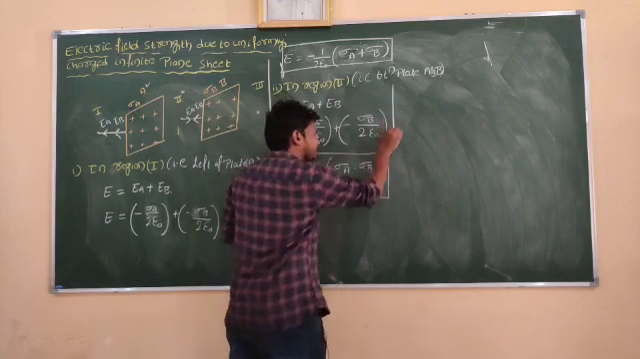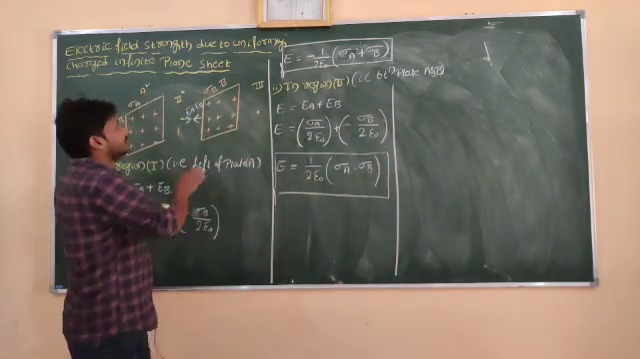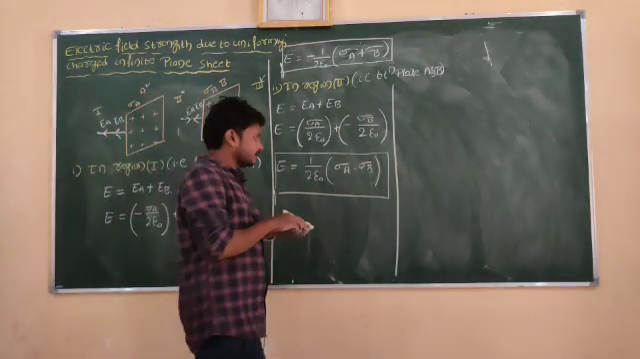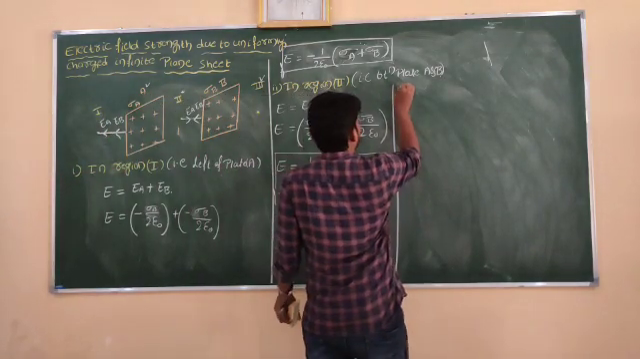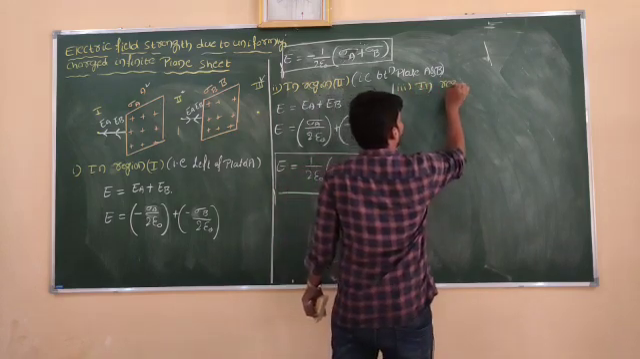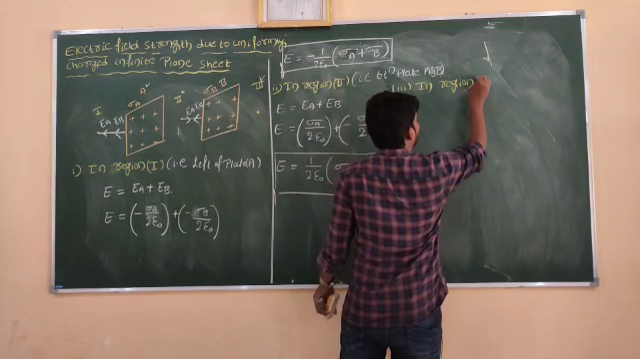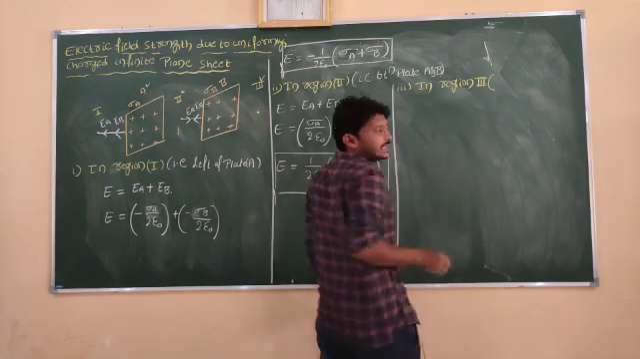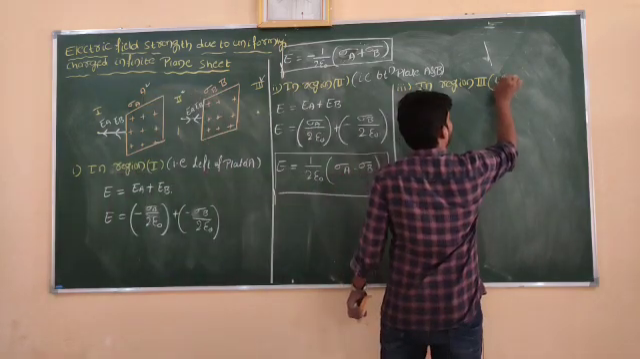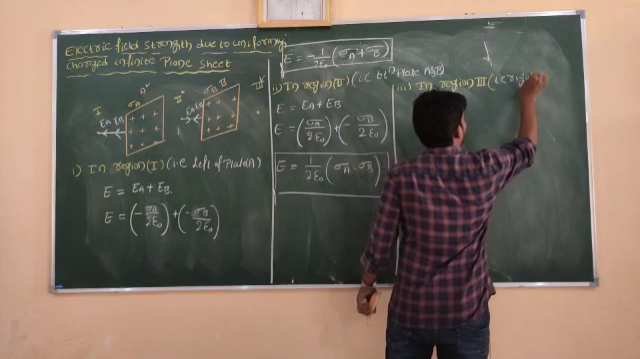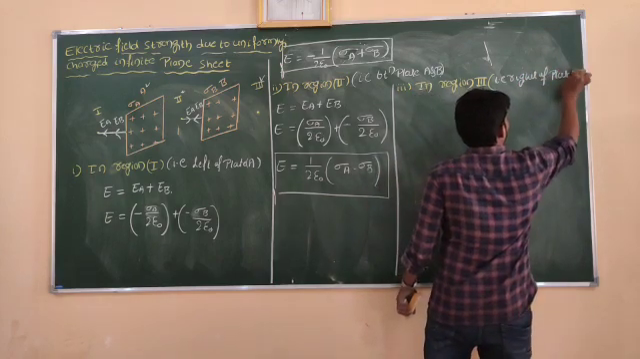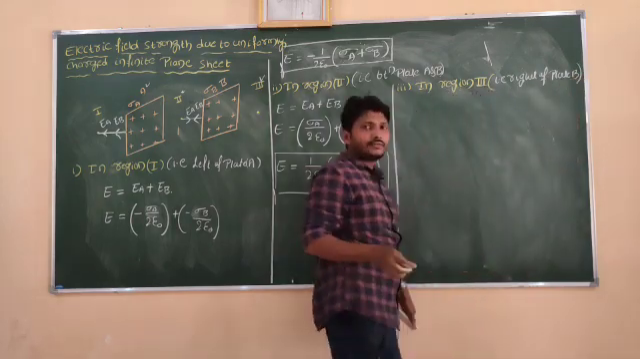So third case. I will choose the third region. That third region is the right side of plate B. So in region 3, region 3 means that is the right side of plate B, right side of the plate B.